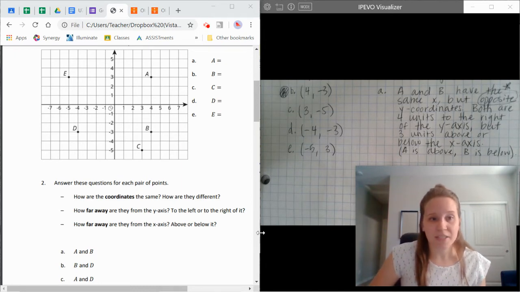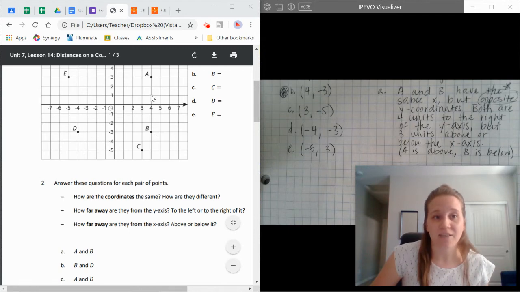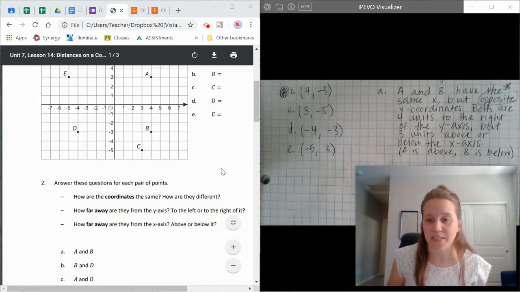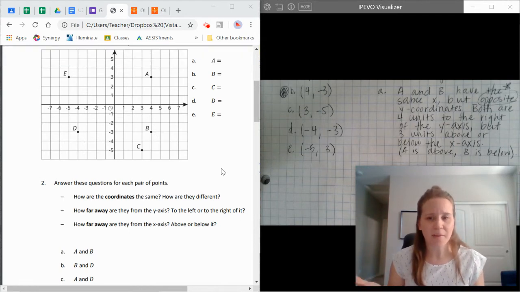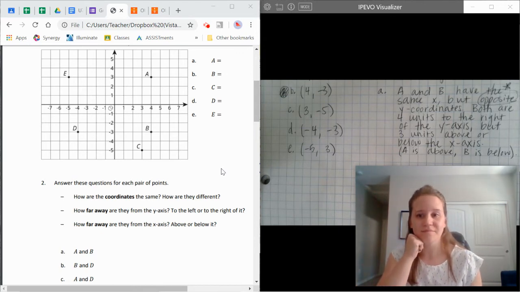Awesome. You could have also talked about B and D and A and D. B and D have the same y value at negative 3, but different x values, again, opposite sides of 0 at positive 4 and negative 4. How far apart are B and D?